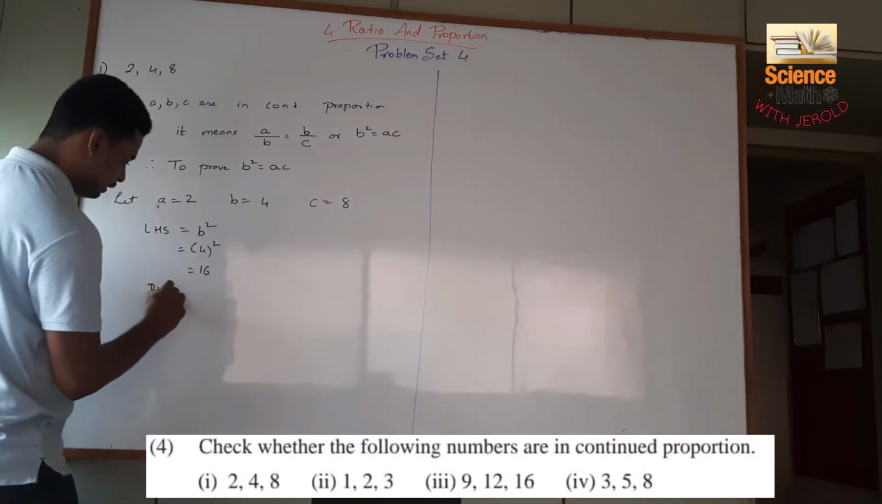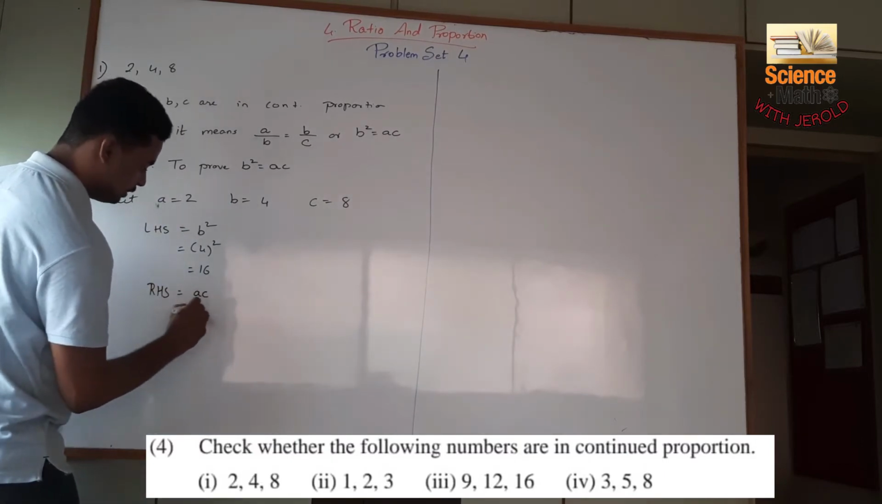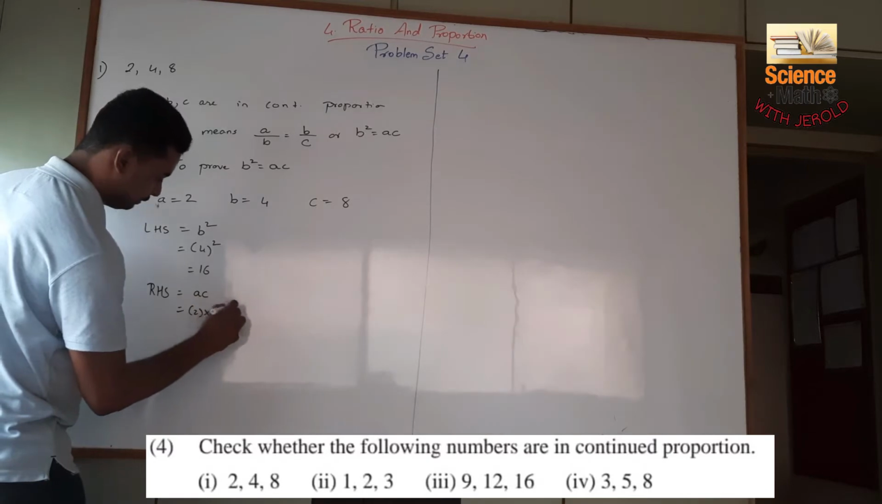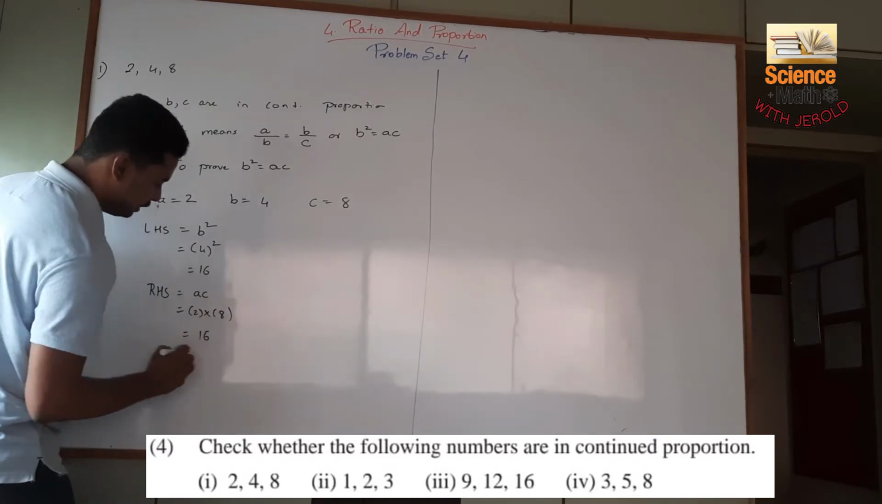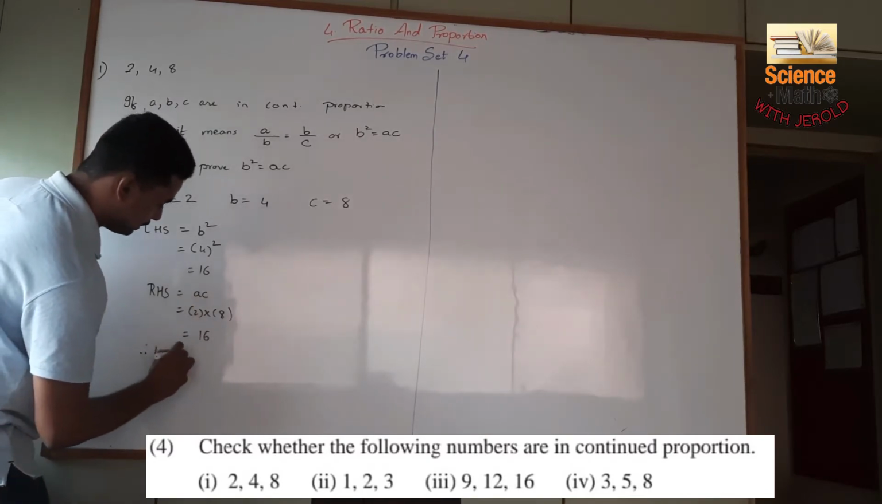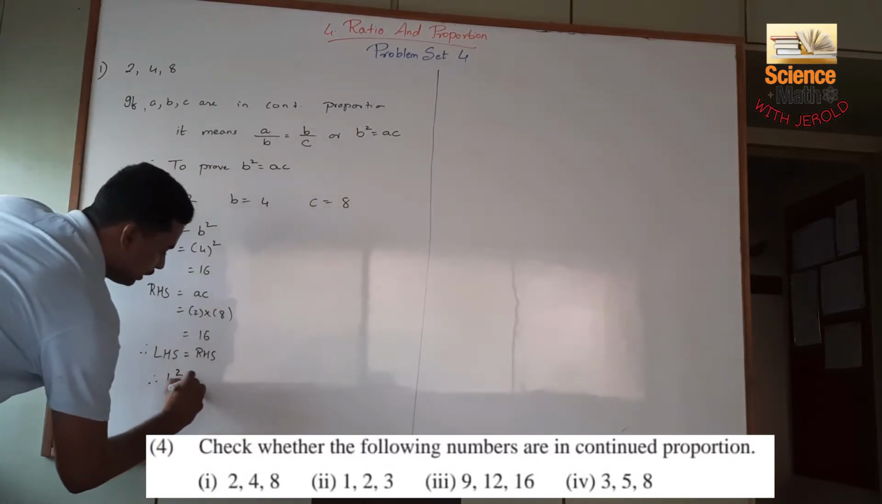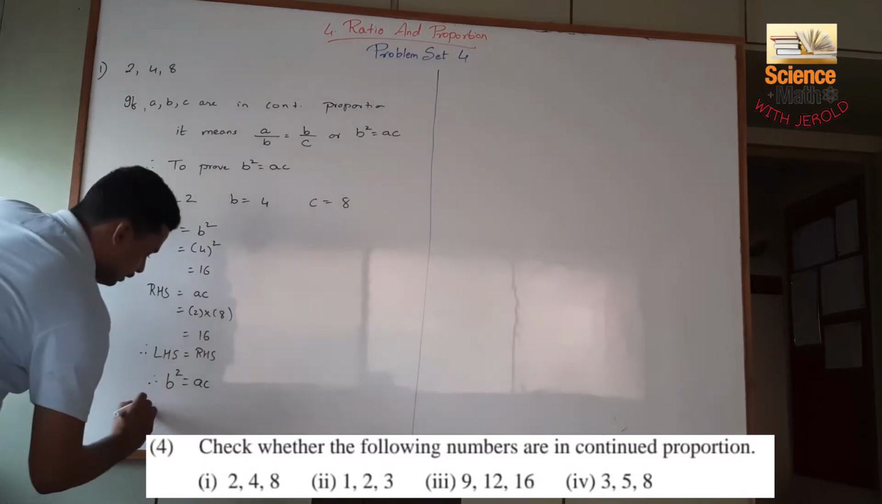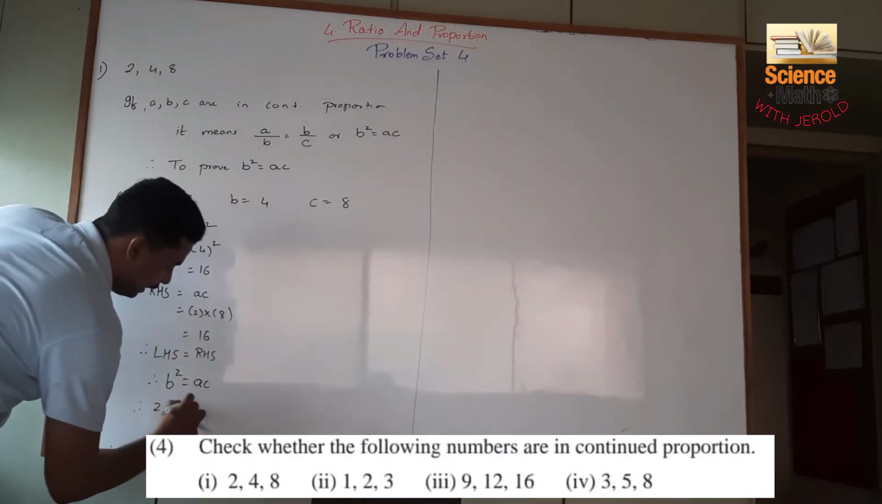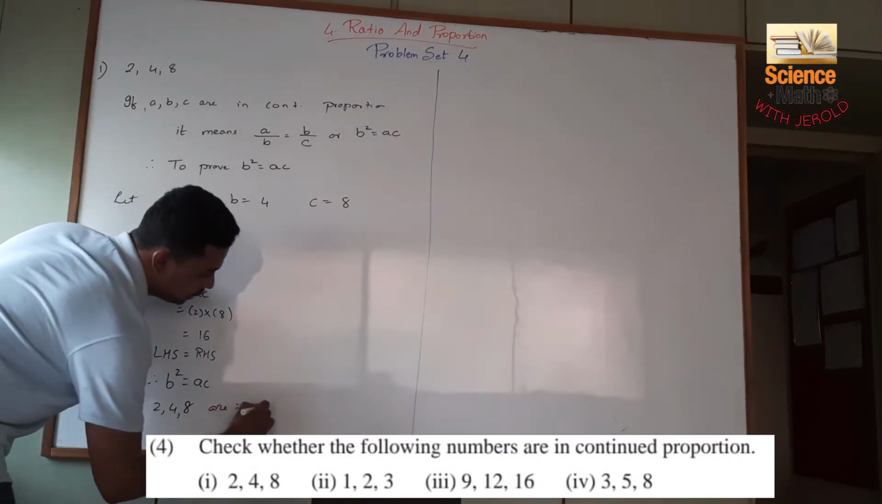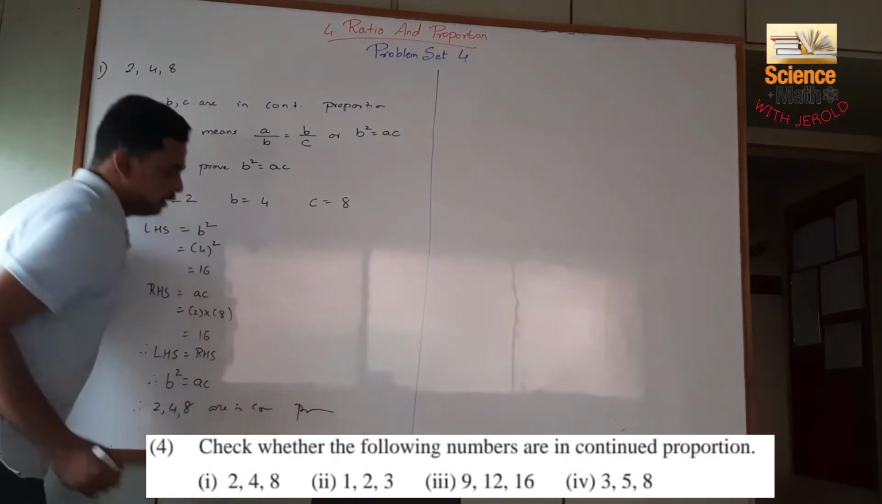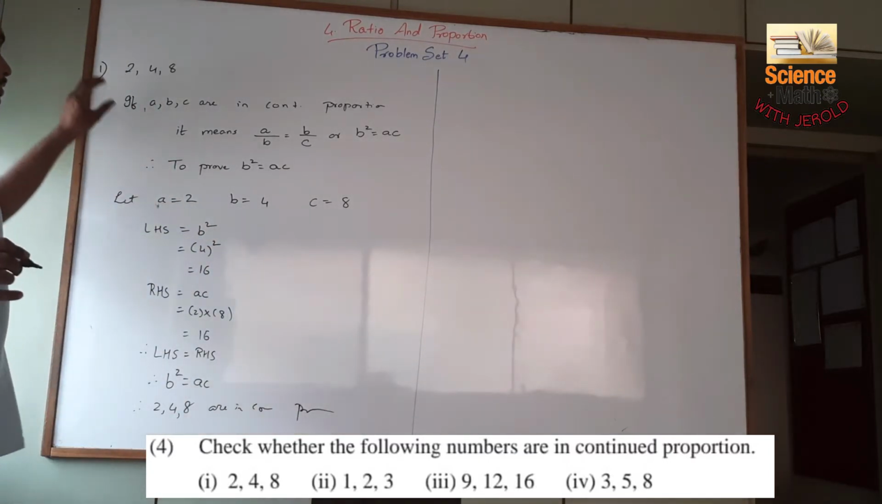RHS equals AC, which is equal to 2 multiplied by 8, which is also equal to 16. Therefore, LHS is equal to RHS, which means B square is equal to AC. Therefore, 2, 4, 8 are in continued proportion. This is what we have for this sub question.